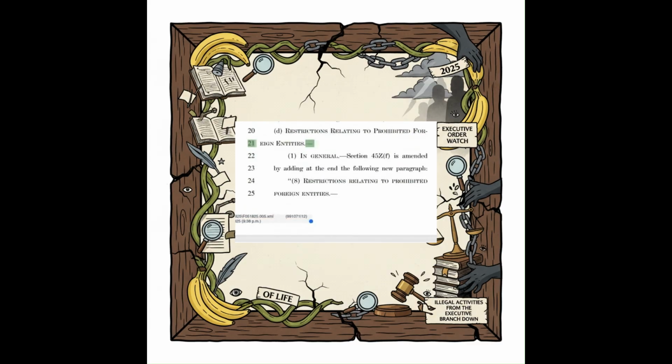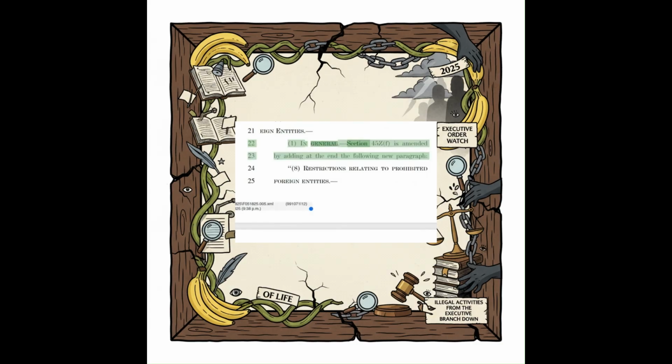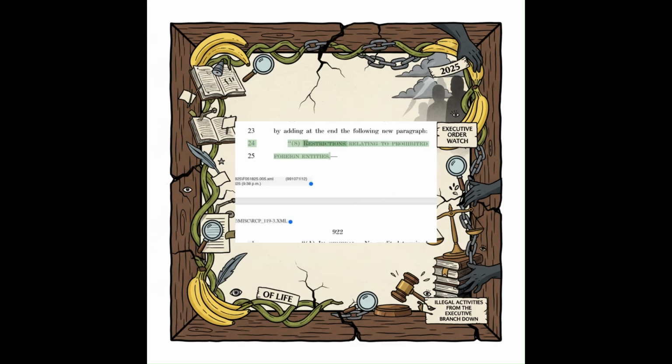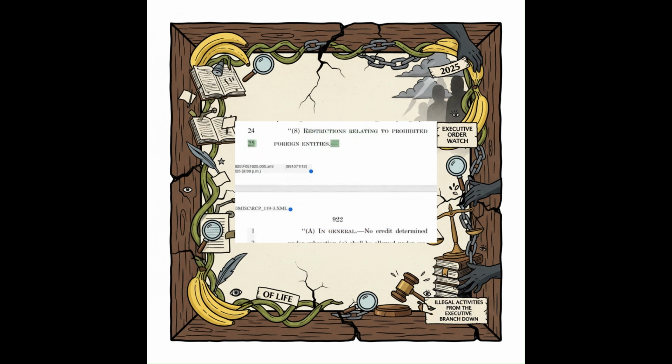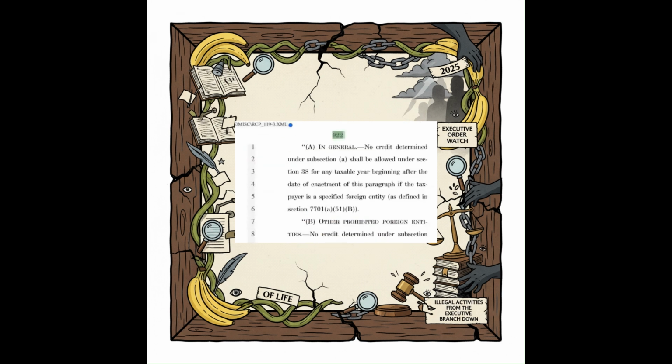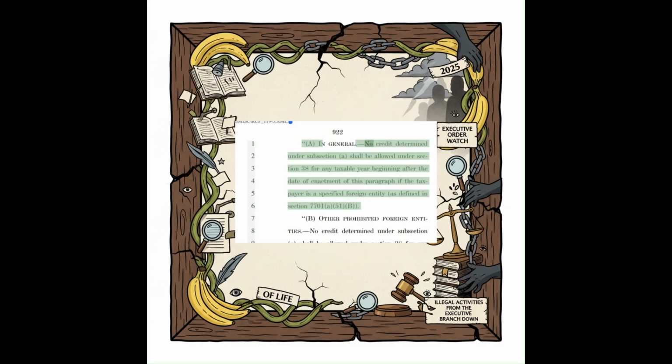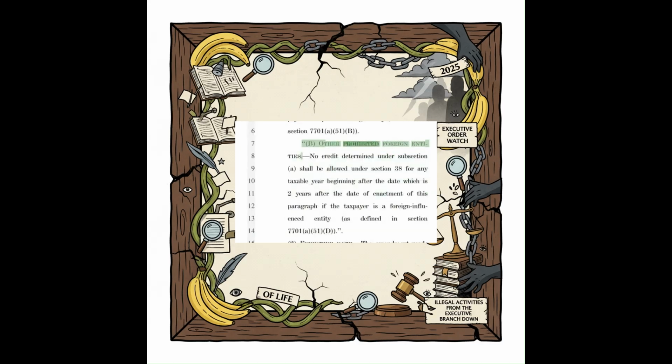In general. Section 45Z is amended by adding at the end the following new paragraph. Restrictions relating to prohibited foreign entities. No credit determined under subsection shall be allowed under Section 38 for any taxable year beginning after the date of enactment of this paragraph, if the taxpayer is a specified foreign entity or a prohibited foreign entity.